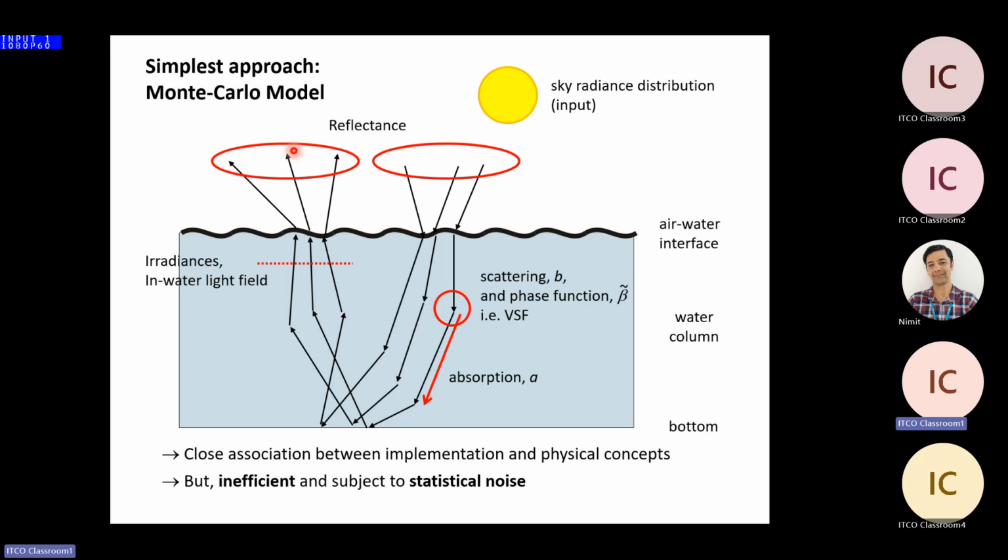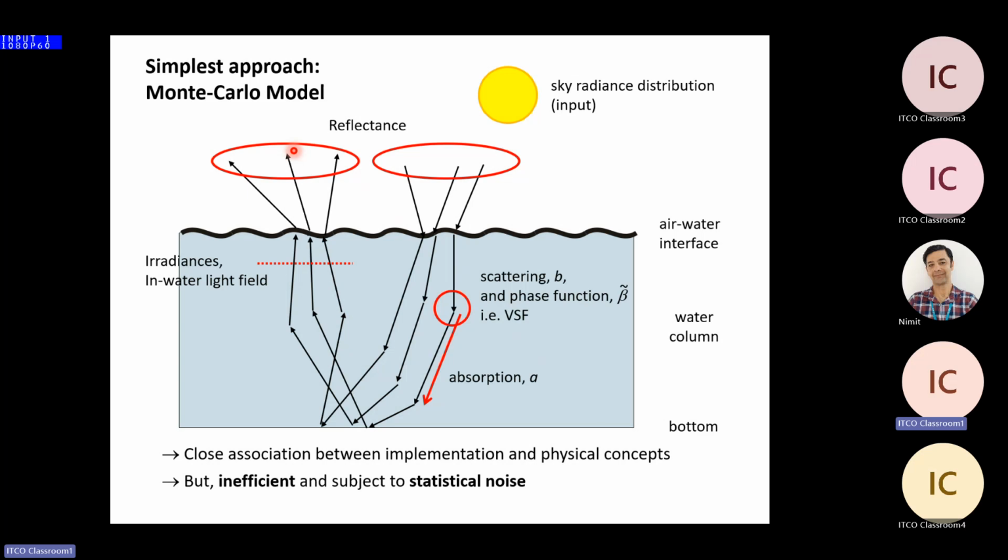The problem with this kind of technique, I mean, this is a good technique. This is a very useful technique, and it has not gone away, and it never will go away, for various reasons. One is there's a very close association between the implementation and the physical concepts. As you can see, how I described the problem is directly manifest in the code. So you have the absorption, the scattering, and the phase function, and you apply those to these rays in basically exactly the way you understand that they work.